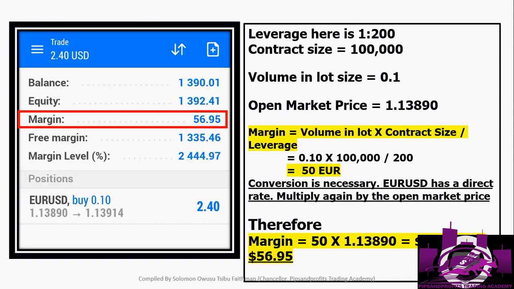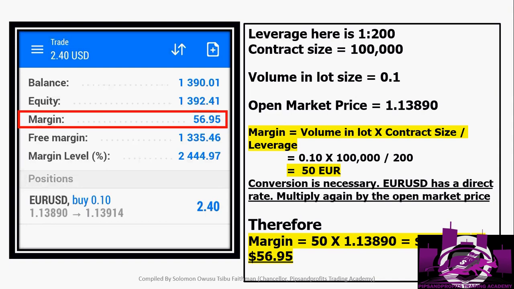We had an example where our leverage is 1:200, our contract size is 1,000, and our volume in lot size is 0.1. Our open market price is 1.1389. We said that margin is equal to volume in lots times contract size over leverage. When we did the calculation, we had 50 euros. However, our account is in dollars, so conversion is necessary. And Euro USD has a direct rate, so you multiply again by the open market price.